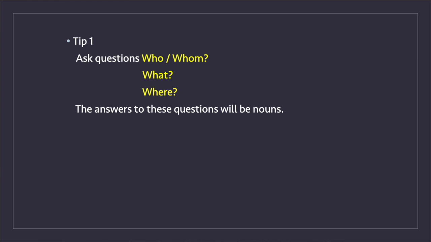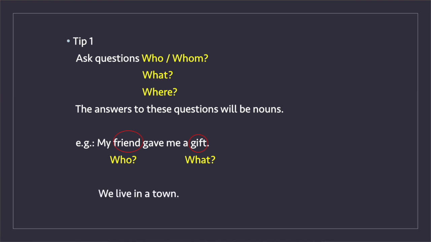Let's look at this example. My friend gave me a gift. If you're not sure which are the nouns in this sentence, ask a question who, and you have the answer friend. And what did he give? Gift. So this way it's clear that friend and gift are the two nouns in this sentence. Here comes another sentence. We live in a town. So you ask the question where, and you have the answer town. So town again is a noun.